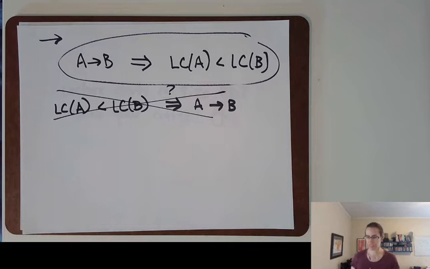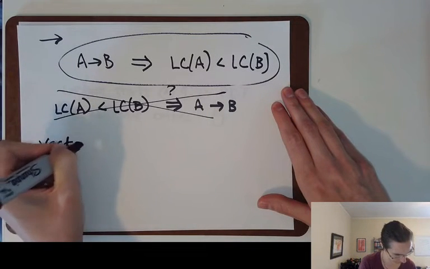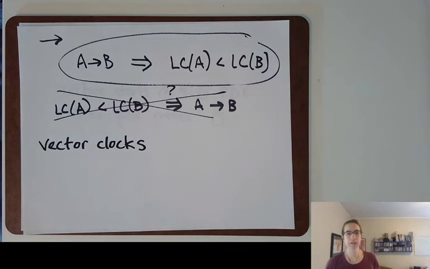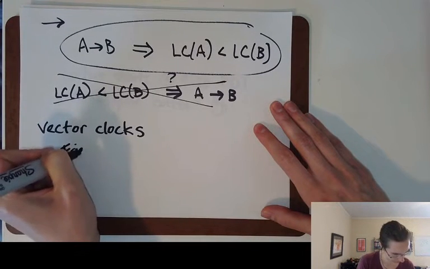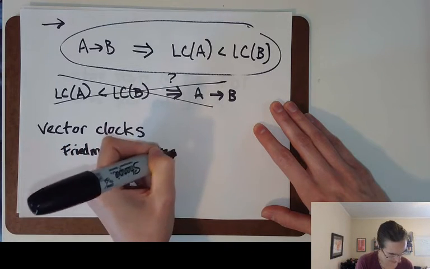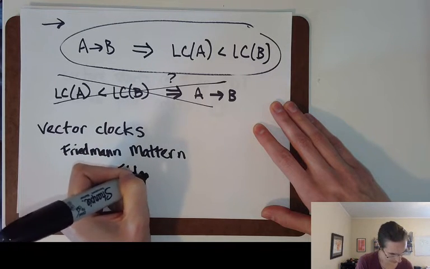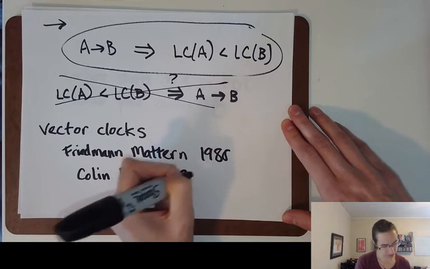Happily, such a thing exists, and it gets used all the time in distributed systems, and it's called a vector clock. Vector clocks were independently invented by two authors, Friedemann Mattern and Colin Fidge. They each independently wrote a paper about this in 1988.